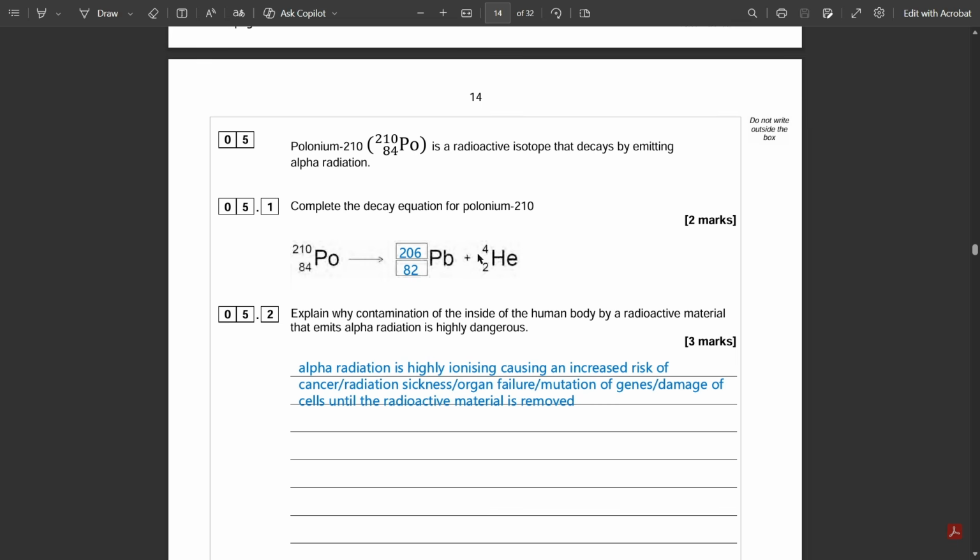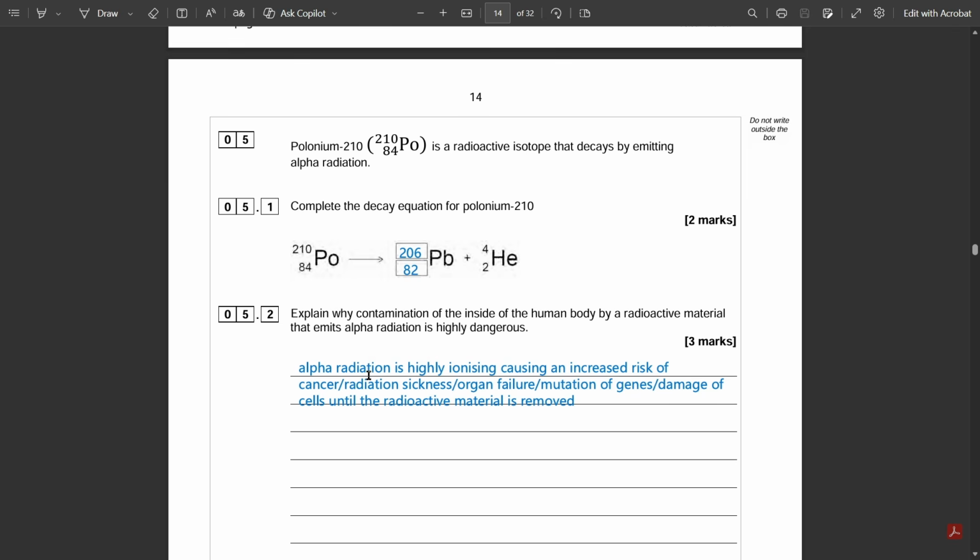So 206 plus 4 equals 210, 82 plus 2 equals 84, and then we're asked to explain why the contamination of the inside of the human body by a radioactive material that emits alpha radiation is highly dangerous. And that's the fact that alpha radiation is highly ionizing, causing an increased risk of cancer, radiation sickness, organ failure, mutation of genes, and damage of cells until the radioactive material is removed.